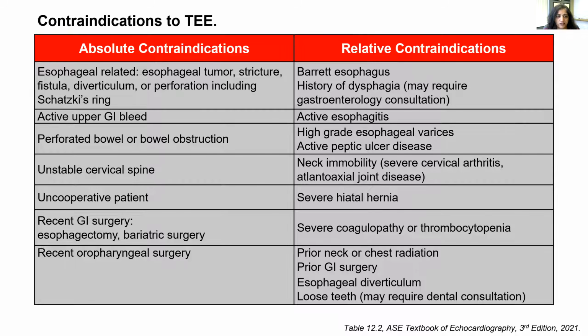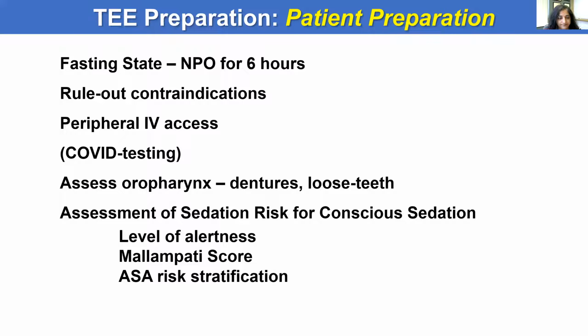These are the contraindications to TEE, divided into absolute and relative contraindications. There may be some questions on these on your echo boards. Primary contraindications relate to difficulty inserting a TEE probe into the esophagus. And for many of these relative contraindications, I often find it helpful to find a GI friend and to really work through the risks and benefits of doing TEEs in patients with relative contraindications.